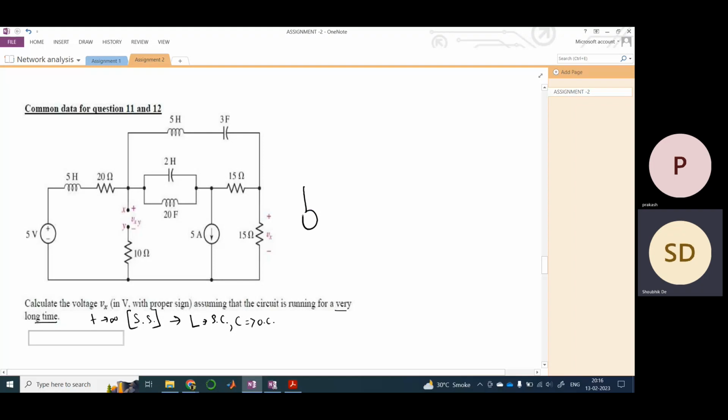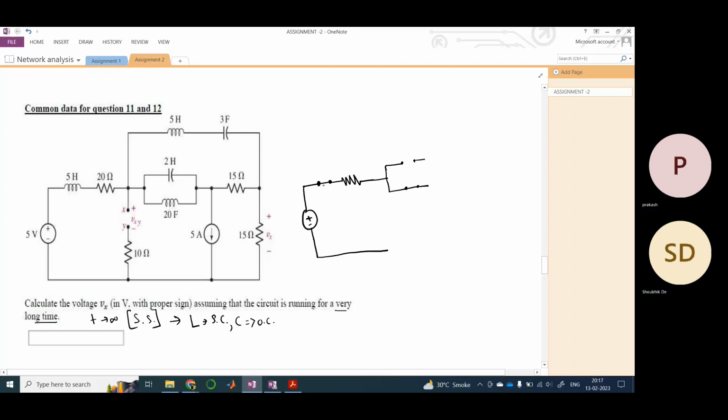This is my plus 5 volt source. This is the inductor at steady state. As I told you, this would be shorted. I have shorted it, and this is the resistance, and of course this is open, so I won't be drawing it. Let us keep this open for the time being. Now there is an inductor and a capacitor connected in parallel. So this would be open, really sorry, this would be open, and this would be shorted because this is an inductor.